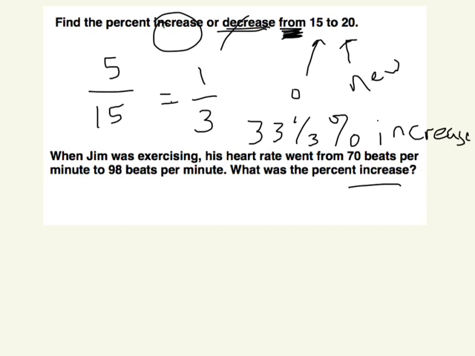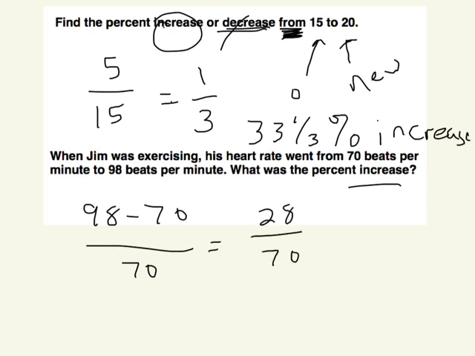So we take 98 minus 70, which tells us how much it increases or decreases. And then we're going to put it over the original amount, which is 70. Well, 70 from 98 is 28 beats, divided by the 70.